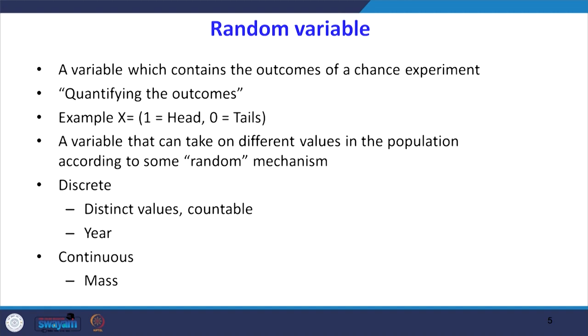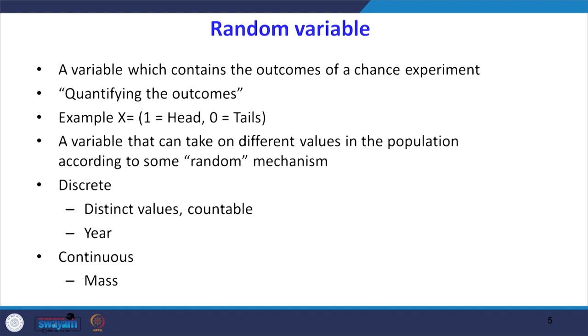Suppose you toss a coin, x equal to 1 is getting head, 0 is getting tails. So x is the random variable that can take the value of 1 and 0. If the x value is 1 it is a head, if the x value is 0 it is a tail. It is a variable that can take on different values in the population according to some random mechanism. So the values 1 and 0 follow a certain mechanism.